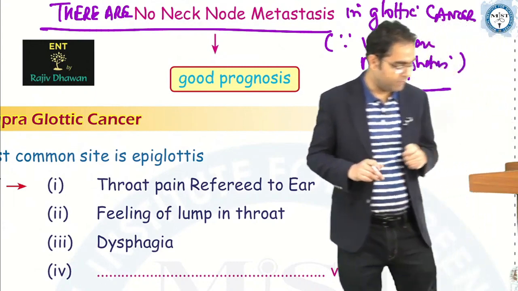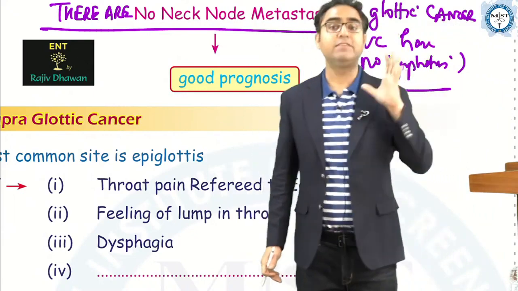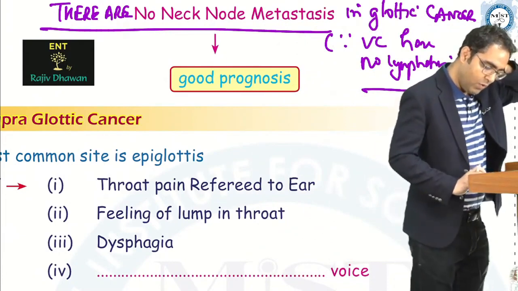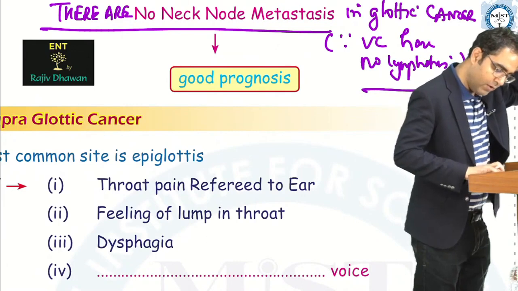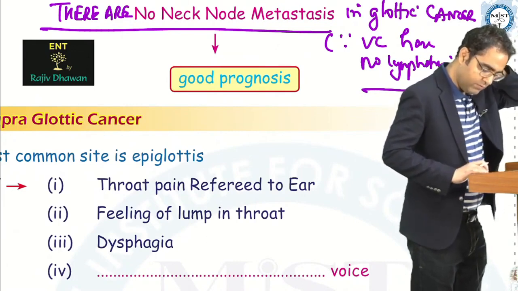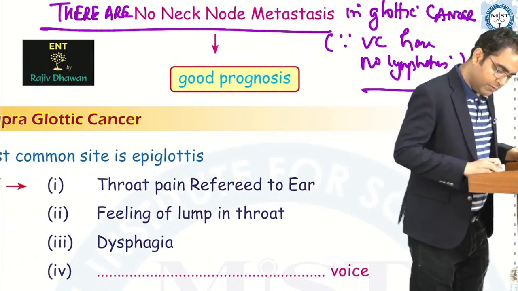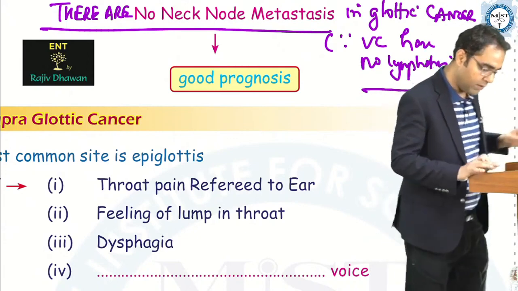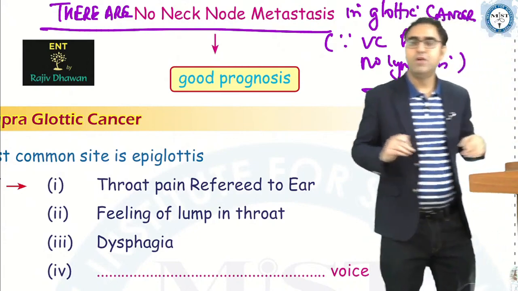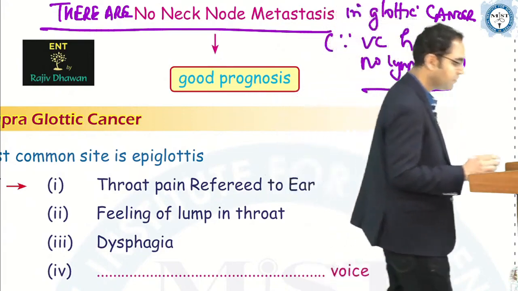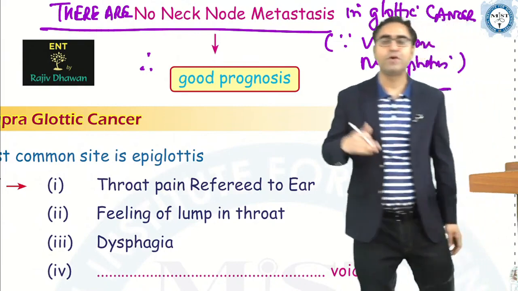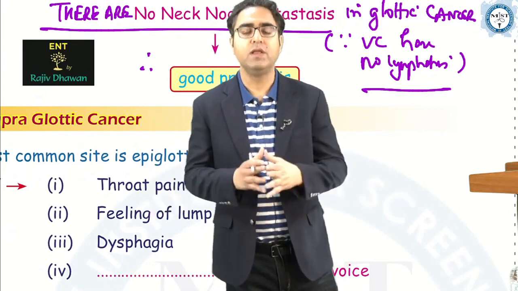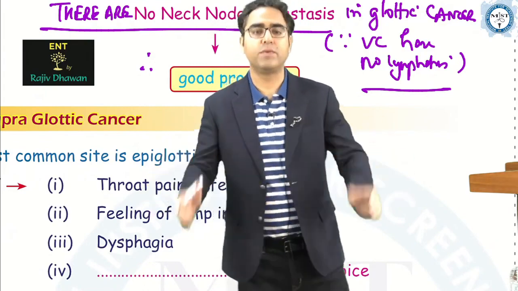Very good, beta. Vikram rightly said that vocal cords have no lymphatics. There is no lymphatic drainage. Therefore, no neck node metastasis. Therefore, put an symbol: good prognosis. So vocal cord cancer or glottic cancer has a good prognosis, beta.